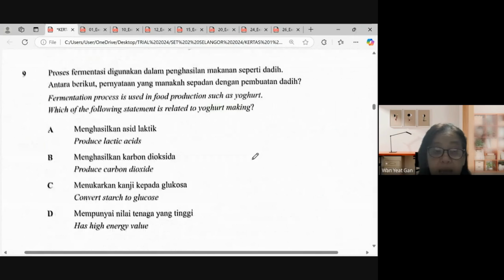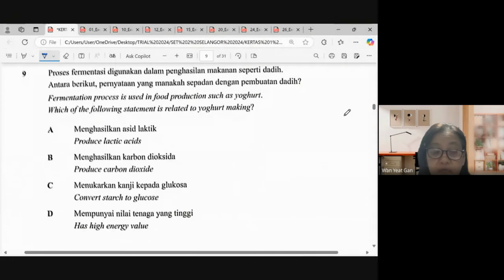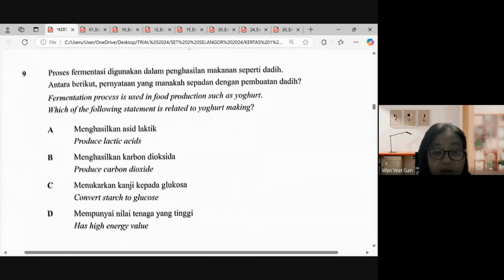Next, the fermentation process is used in food production such as yogurt. Which of the following statements is related to yogurt making? Now, in yogurt making, you have the process of lactic acid fermentation. In lactic acid fermentation, the products are lactic acid and carbon dioxide. But what is related to yogurt making is the production of lactic acid, which will cause the yogurt to be acidic, right? So the answer is A.